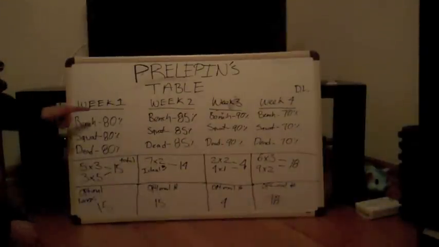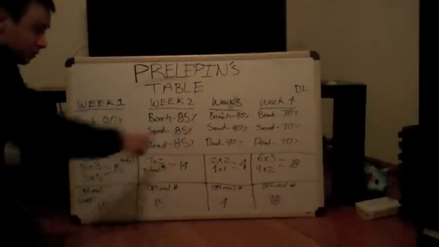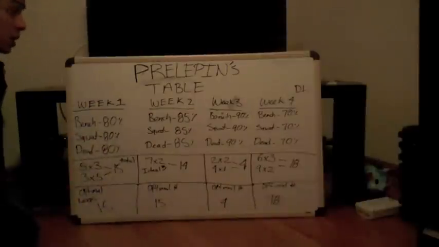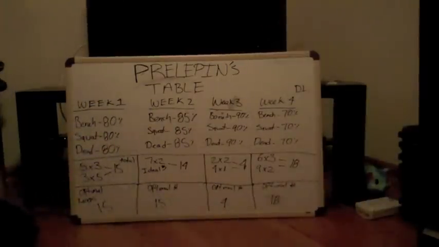So here I have week 1, week 2, week 3, week 4. For week 1, we're doing all our compound movements at 80% training max. Then week 2, we have an 85% training max. Week 3, we bump it up to 90. And then for week 4, we kind of just deload, take it easy, jump back to 70%.